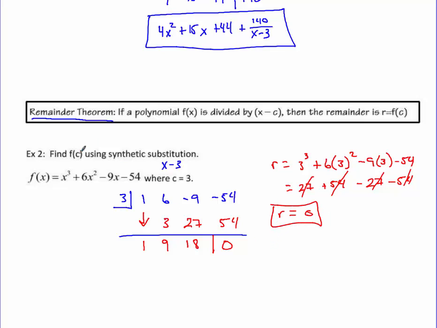So in this case, it told us to use synthetic division, so we did it, and we came up with x squared plus 9x plus 18, and we got a remainder of 0, so we just proved that this is true. Okay, but for this problem, it said find f of c. Well, f of c is 0 because c was 3, so we plugged 3 into our equation, and we found f of c.